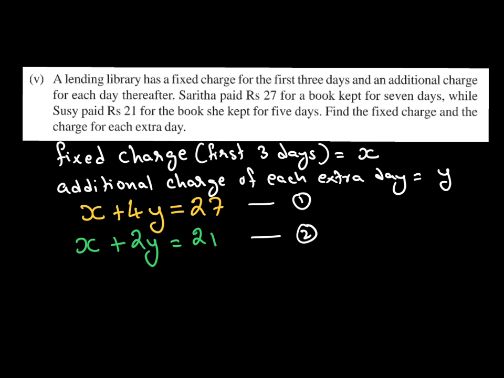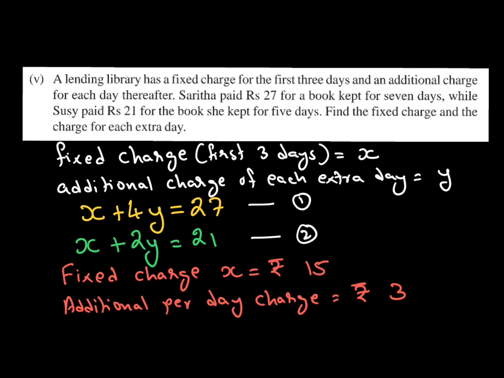Good luck. And when you do it, which I know you will do right, the values of x and y will be: the fixed charge will be 15 rupees and the additional per day charge, that is the value of y, is going to be 3 rupees. You can of course plug in the values of x and y in the equations and verify your answer.